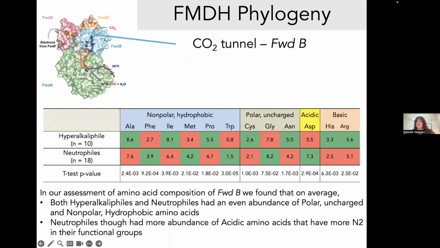We also did an assessment of the amino acid composition within these FWB sequences. And we saw that both hyperalkaliphiles and the neutrophils had even abundance of polar uncharged and nonpolar hydrophobic amino acids. Neutrophils, though, had a higher abundance of acidic amino acids, which have more CO2 in their functional groups.